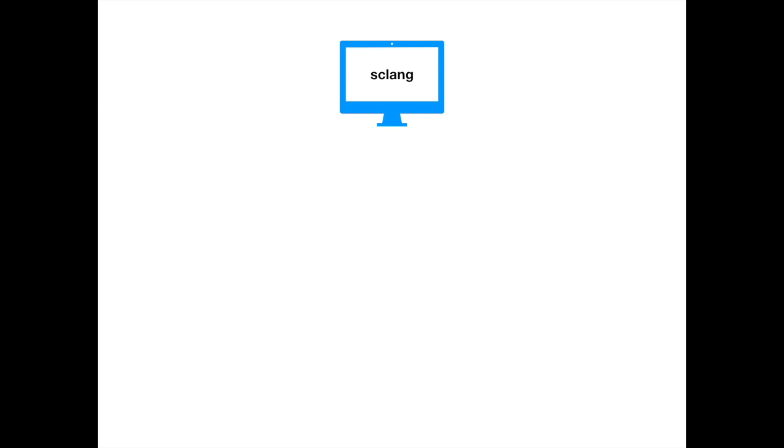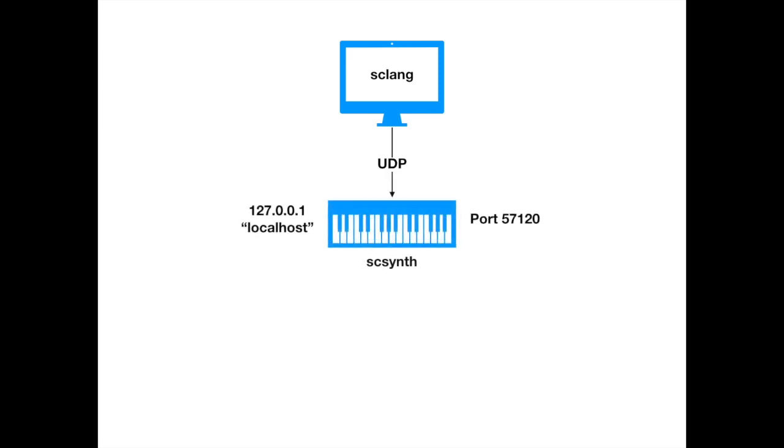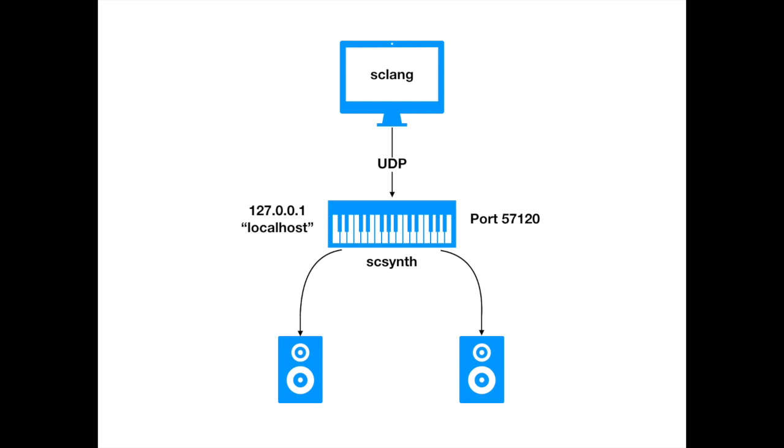Hold the phone, you might interject. What do you mean when you say it's active on the network? Is this not all happening on the same machine? Even if nothing is leaving your personal computer, a network connection is still being used for inter-application communication of machine code and OSC messages. By default, sclang sends its instructions out over the loopback IP address, 127.0.0.1, where scsynth is listening over port 57120 using the User Datagram Protocol, or UDP.